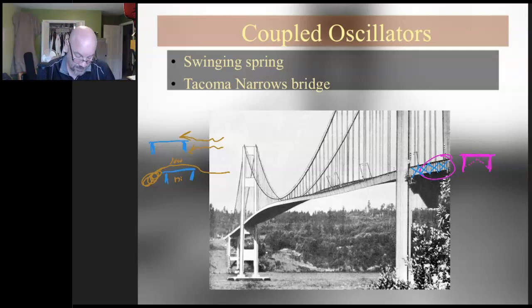Now that vortex is going to cause the bridge to tilt. All right, and so it's going to end up doing this. Now if it does that a little too much, then the wind ends up moving this way and putting the vortex on the bottom. That ends up tilting the bridge back this way. And now we're going to get the vortex back on this side.